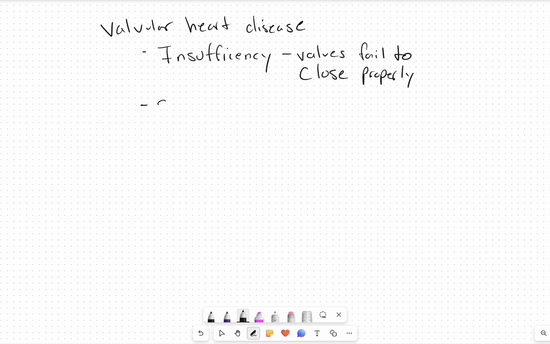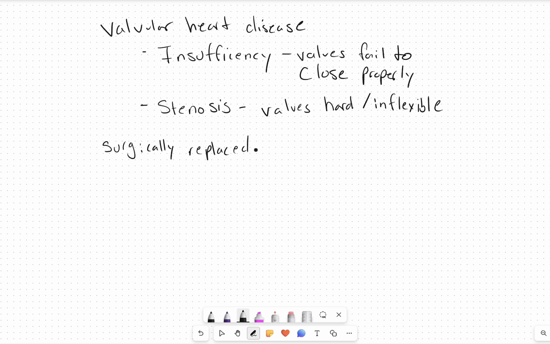And then another cause of heart disease is called stenosis. So in stenosis, the valves can become hard and calcified or inflexible. This means they're going to be harder to open and close. The heart has to pump harder to get the blood through the valves in the first place. Often valvular heart disease is treated by surgically replacing the damaged valve with either a mechanical valve or a valve from a human cadaver or a pig.